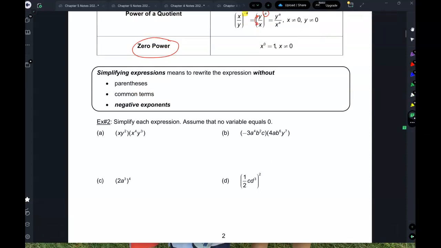So, what do you do when you're asked to simplify expressions? You have to rewrite the expression. You cannot have any parentheses, no common terms, no negative exponents. That's like legit illegal to have a negative exponent. Okay? All right, so let's do this one.